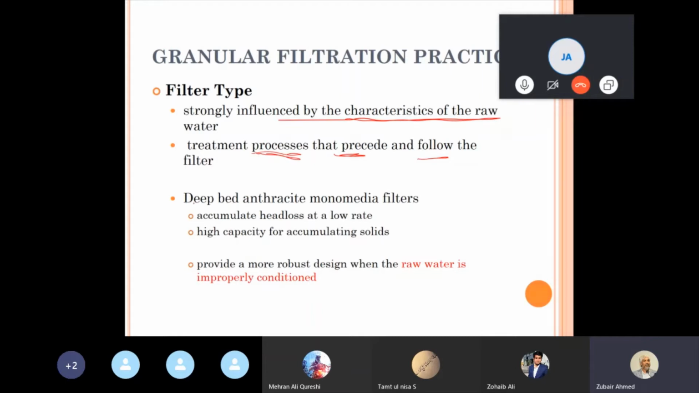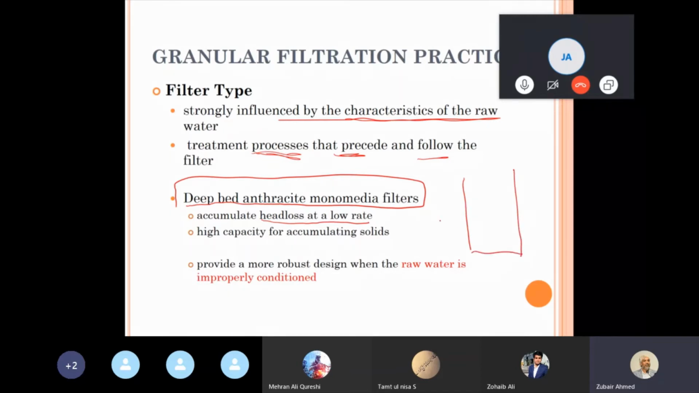Usually we use deep bed anthracite monofilters, this kind of filter, because it can accumulate head loss. This kind of deep bed filter, because they are deep, even at the low rate they can have certain head loss, but they accumulate more particles.